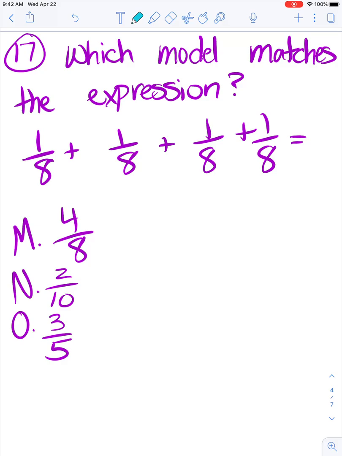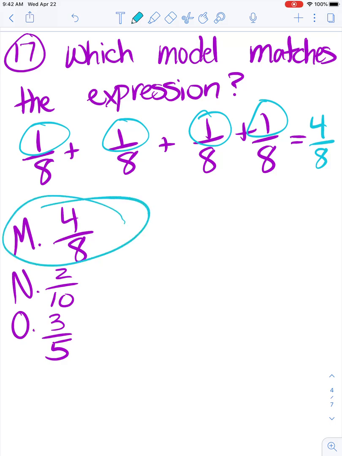All right, which model matches the expression? We have 1/8 plus 1/8 plus 1/8 plus 1/8. When we add fractions, we add our numerators, and if our denominators are the same, we keep them the same. Our denominators are 8, we keep those the same. We add our numerators, 1, 2, 3, and 4, 4 eighths. So M equals 4 eighths.